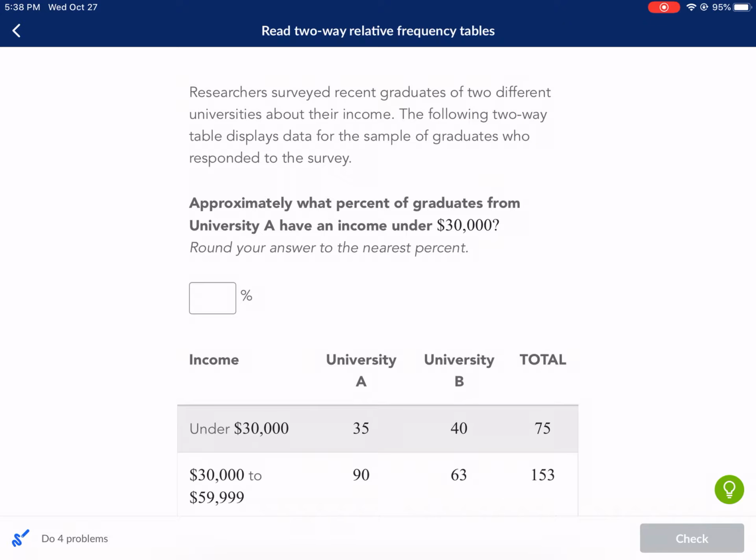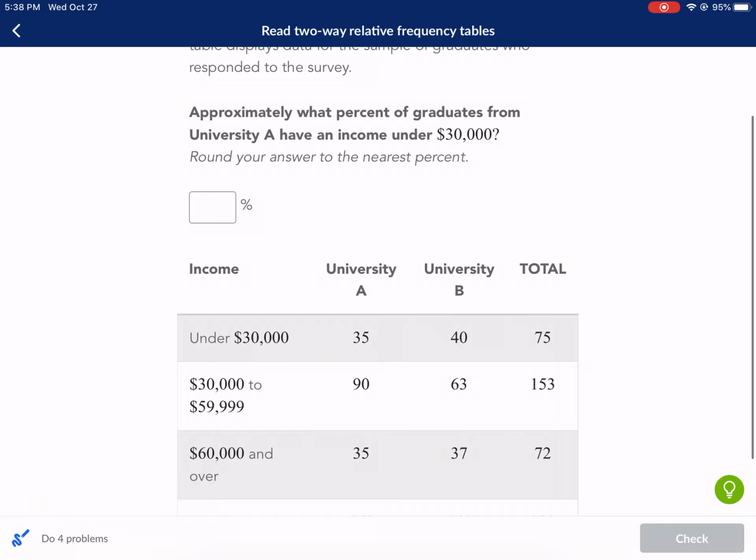Researchers surveyed recent graduates of two different universities about their income. The following two-way table displays data for the sample of graduates who responded to the survey. Approximately what percentage of graduates from University A have an income under $30,000?